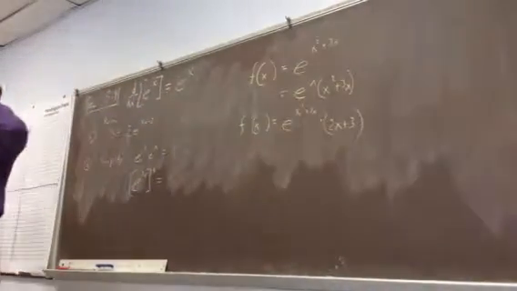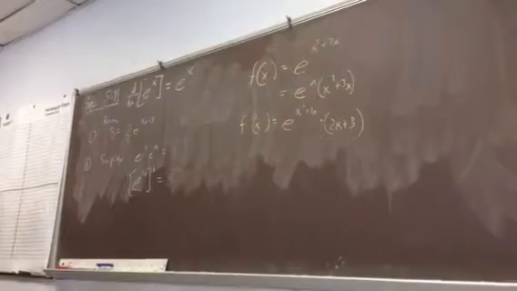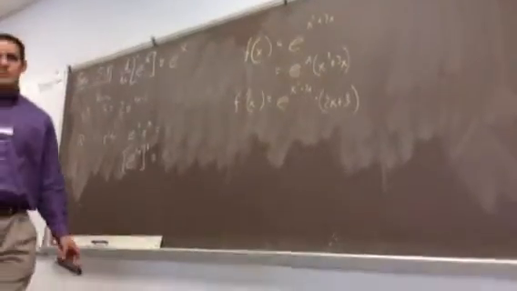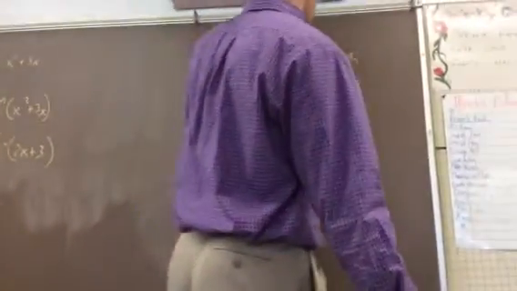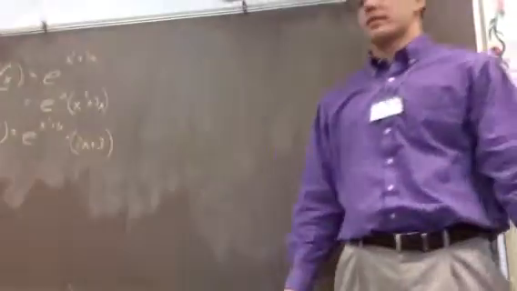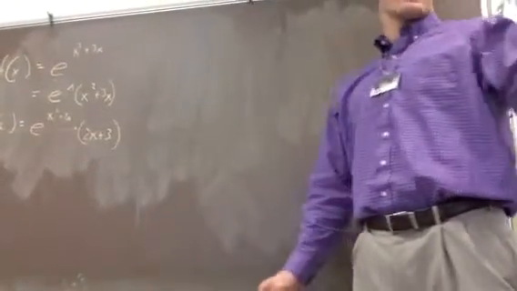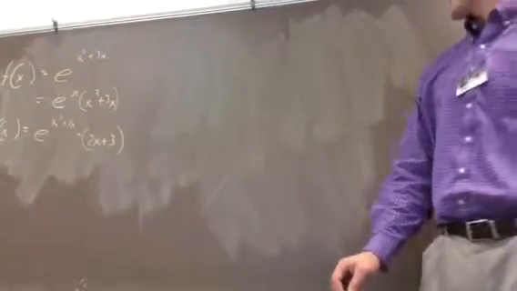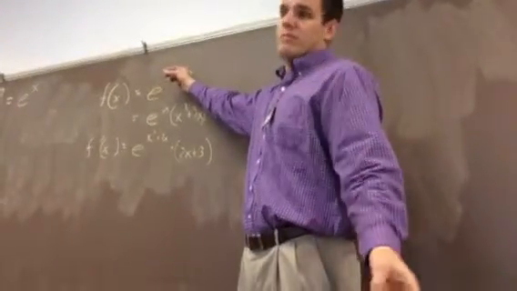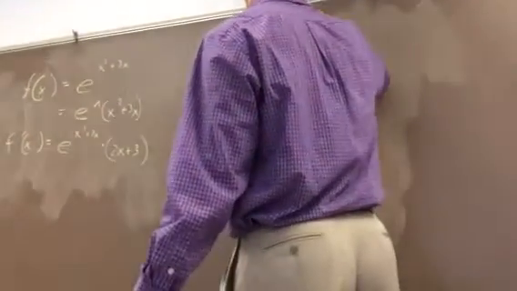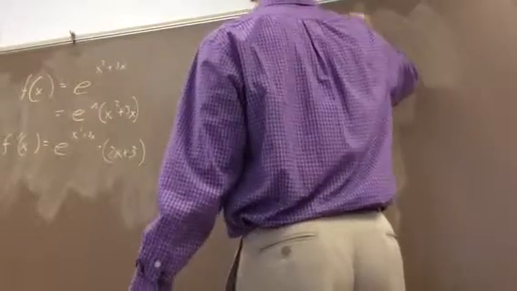What if I said find where this has a relative maximum or relative minimum? What would you do? How do you find relative max and relative mins? When the derivative changes from positive to negative, so when it's 0 or undefined. Will this ever be undefined? No. That's always defined. So let's set f prime of x equal to 0 and solve.